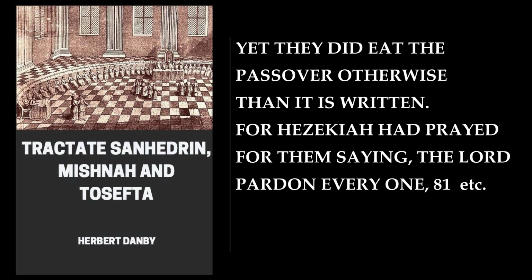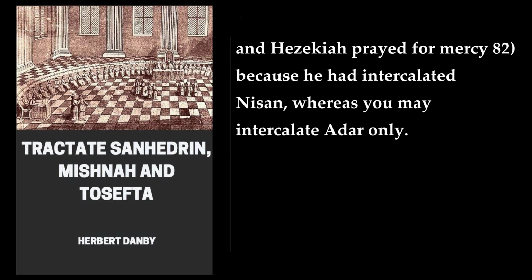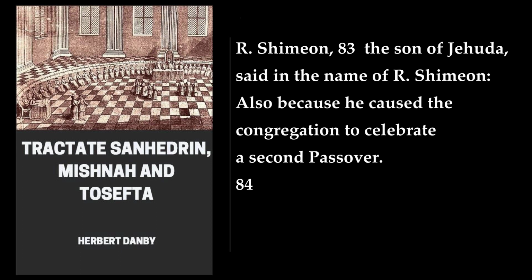For Hezekiah had prayed for them saying, the Lord pardon every one, etc. 11. Therefore, Jehudah says, they may intercalate a year when there is impurity. Shimeon says, if they do intercalate such a year the intercalation is valid. And Hezekiah prayed for mercy, because he had intercalated Nisan, whereas you may intercalate Adar only. Shimeon, the son of Jehudah, said in the name of Shimeon, also because he caused the congregation to celebrate a second Passover.